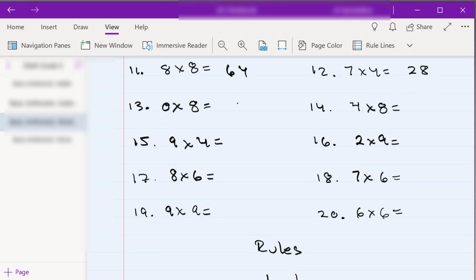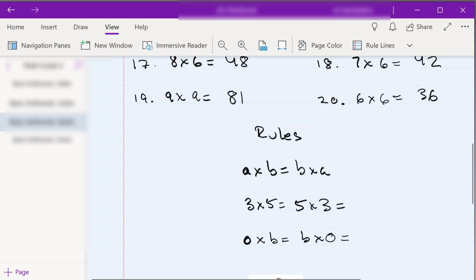0 times 8 is 0. Anything times 0 is 0. 4 times 8 is 32. 9 times 4 is 36. 2 times 9 is 18. 8 times 6 is 48. 7 times 6 is 42. 9 times 9 is 81. 6 times 6 is 36.